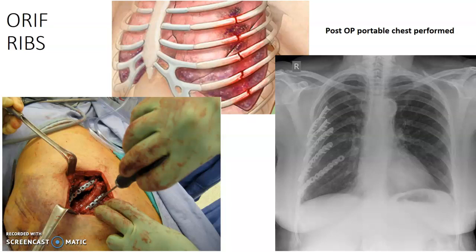Remember flail chests that we talked about a while ago? If they break a certain amount of ribs, then they're going to have surgery. So they're going to have to do some plates and screws for the ribs. Usually we do a chest x-ray portably, either in the room or in PACU once they're there, to show them the ribs and show if there's any pneumothorax hanging out.